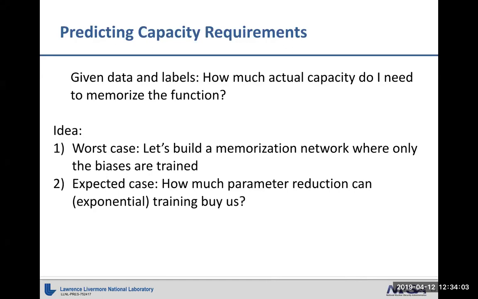So here's my idea for this. You get data and you get labels. How much actual capacity do I need to memorize the table, right? That's like a compression. It is a compression.